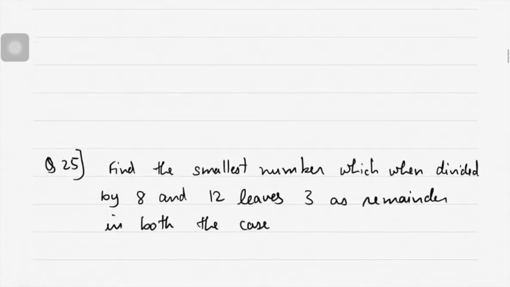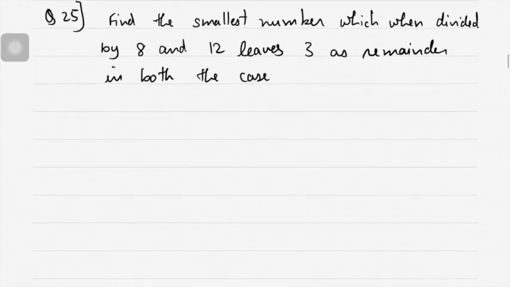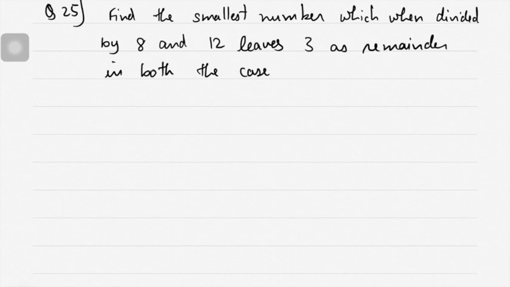I believe everybody is able to understand. Now let's see the next question. Find the smallest number which when divided by 8 and 12 leaves 3 as remainder in both cases. Okay, this question is a little different. You have to find the smallest number which when divided by 8 and 12 leaves 3 as remainder in both cases. So you have to find the number which leaves a remainder of 3.